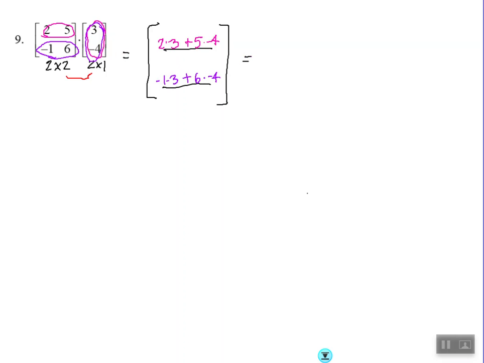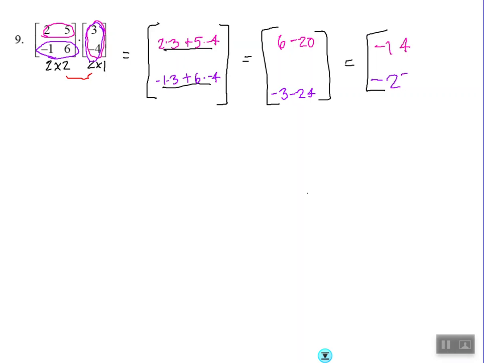So, if I go ahead and simplify these, I have 6 minus 20 and negative 3 minus 24, which gives me my final matrix of negative 14 and negative 27. So that is my final answer for this product. Let's take a look at another example.